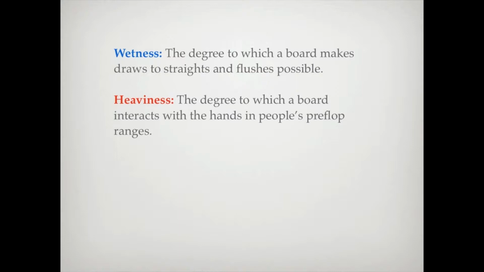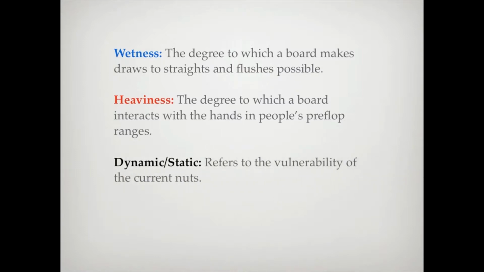Easy game, right? The last term I want to explain before we go any further is useful because it gives us a way to quantify the vulnerability of the current nuts. Again, this will all be much clearer once you see the next few slides, but for now just realize that calling a board dynamic implies that the current nuts are likely to change by the river. But on the other hand, saying that a board is static means that the current nuts are unlikely to change by the river.